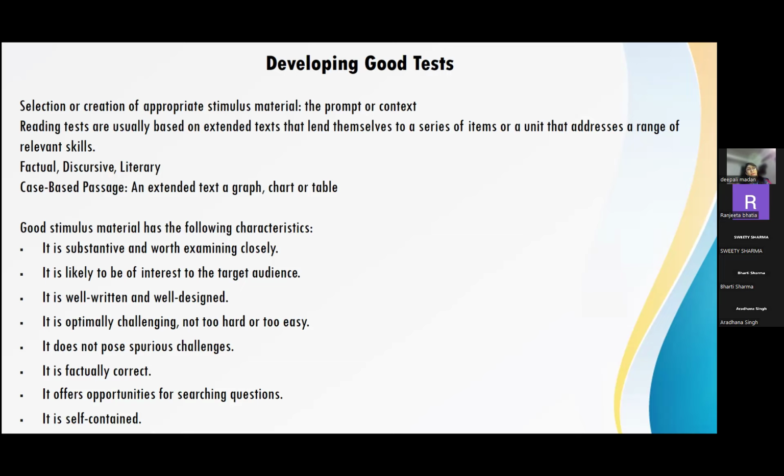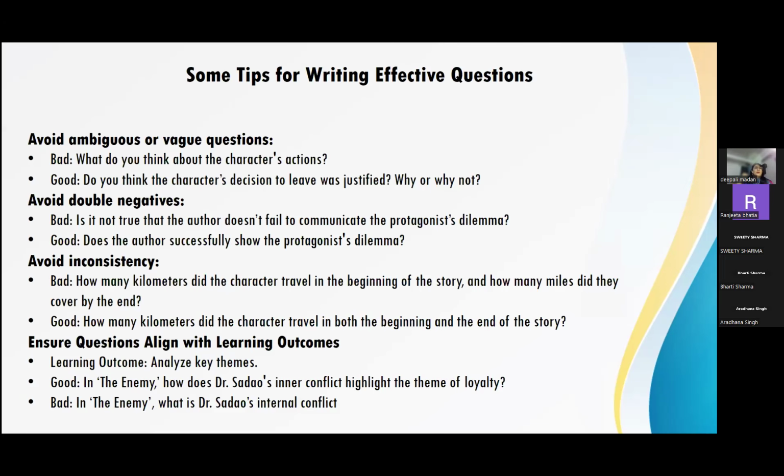Then double negatives. Whenever we are using double negatives, not, no, they only confuse the students, and most of the time they're not able to understand the questions well. So, is it not true that the author doesn't fail to communicate the protagonist's dilemma? Now, why should we complicate the question like this, when we can simply ask, does the author successfully show the protagonist's dilemma? Why include extra negatives in the question?